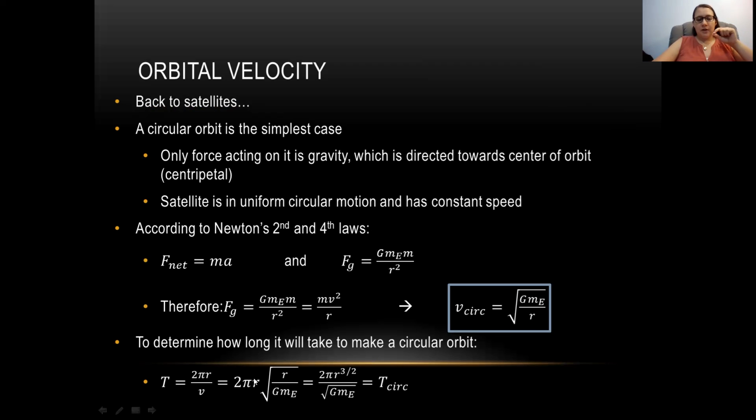Okay, so now we have an r here and an r inside the square root. We can combine those. We just get a fractional exponent. So 2 pi r to the 3 halves, right? Because 2 halves plus 1 half is 3 halves, divided by the square root of GMe. And that is the period for a circular orbit. Okay, another important equation to remember.